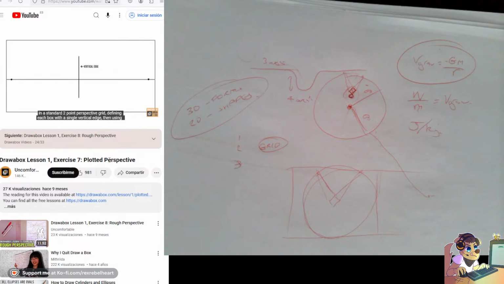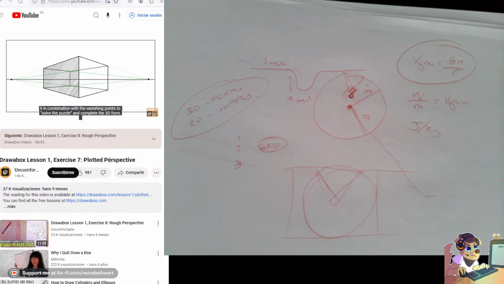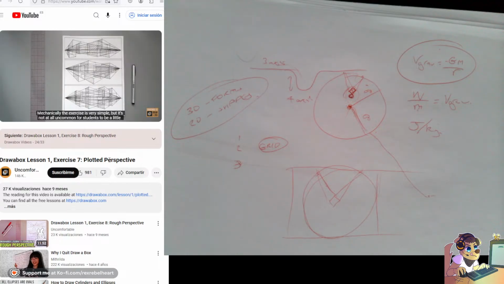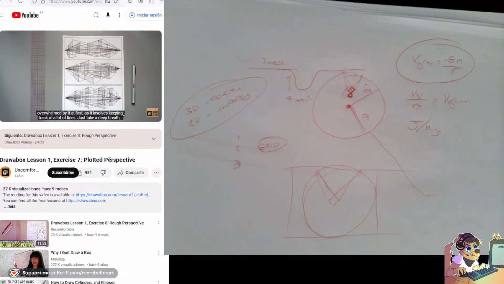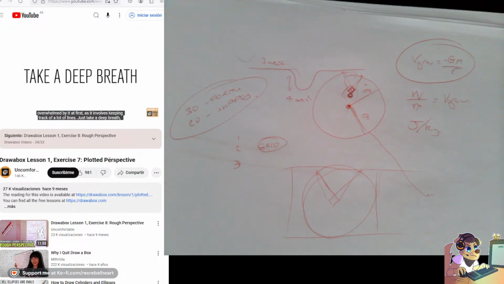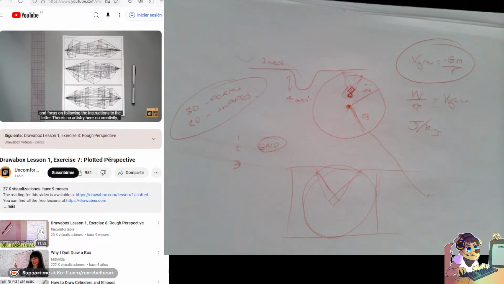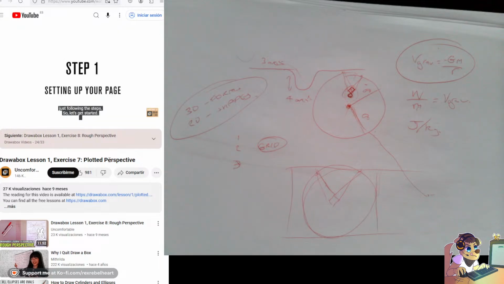with a single vertical edge, then using it in combination with the vanishing points to solve the puzzle and complete the 3D form. Mechanically, the exercise is very simple, but it's not uncommon for students to be a little overwhelmed by it at first, as it involves keeping track of a lot of lines. Just take a deep breath and focus on following the instructions to the letter. There's no artistry here, no creativity, just following the steps. Okay. So, let's get started.